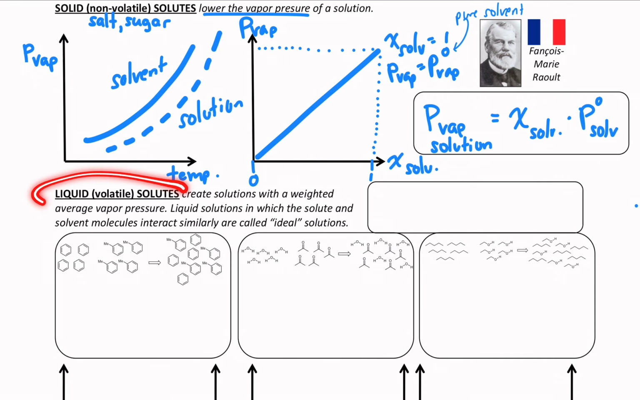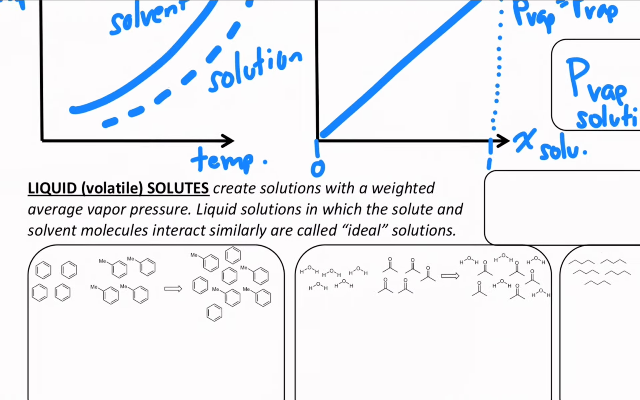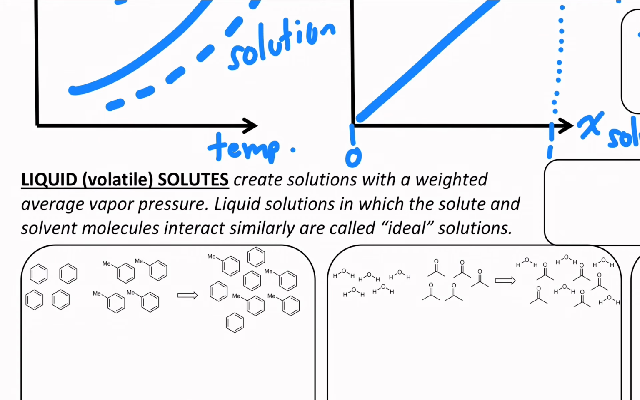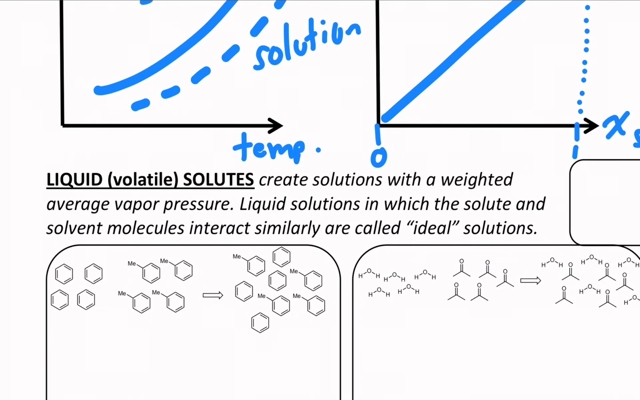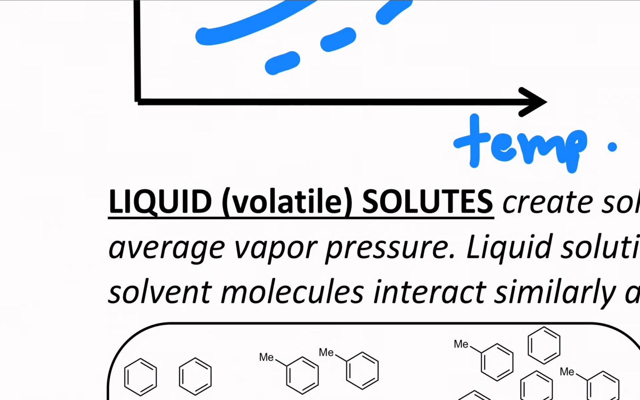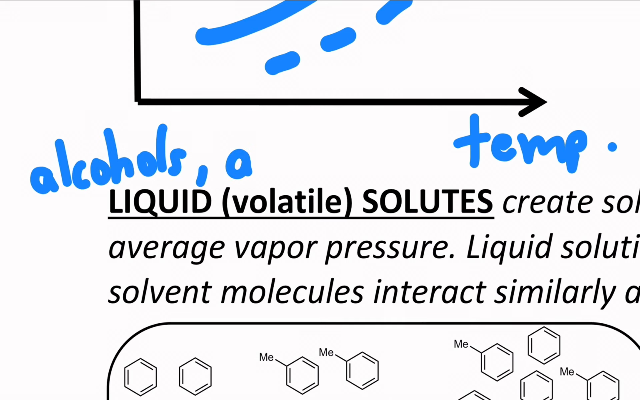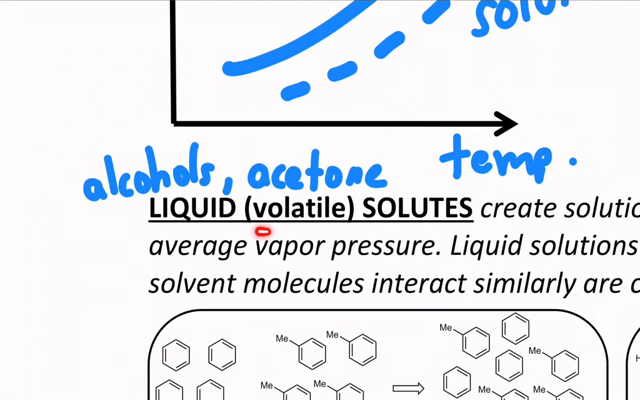So let's move on to liquid solutes. Liquid solutes also change the vapor pressure, but what we end up getting is a weighted average mixture. When I say a volatile or a liquid solute, I'm talking about organic things like alcohols or acetone. Those are liquids by themselves and therefore a little more volatile. They can evaporate more easily.